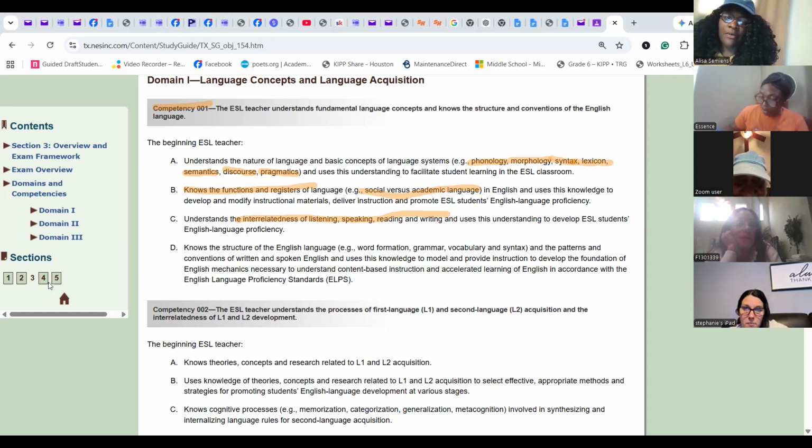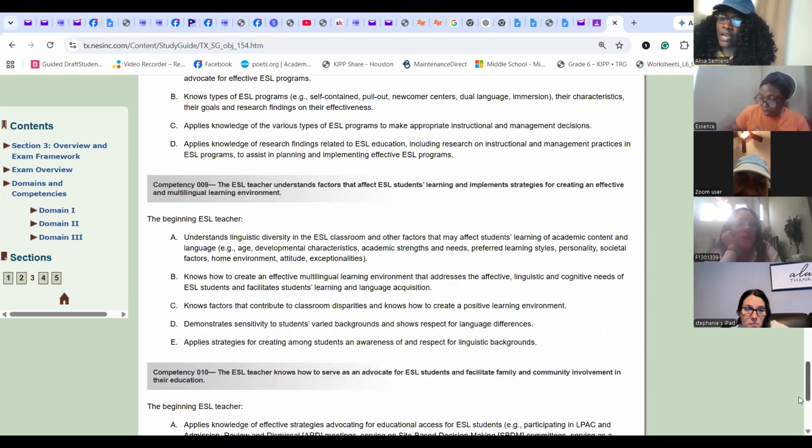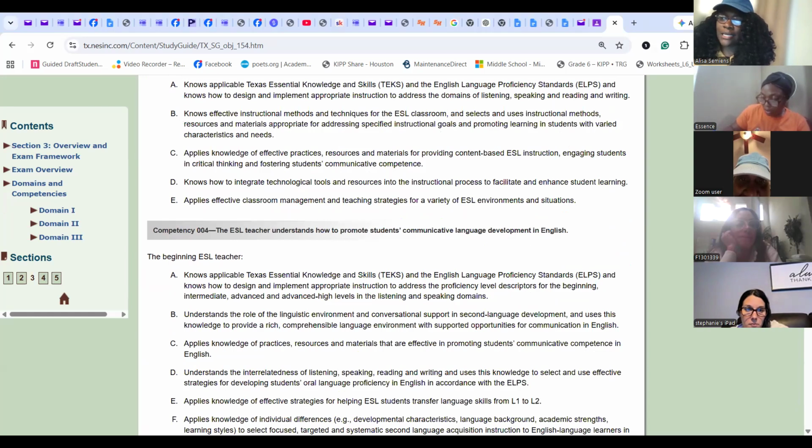So one of the things that I would make sure that I did was read the competencies, because it's going to give you the framework of the exam, the mindset of the exam. It's not about necessarily what you would do in your classroom. It's about what the exam is expecting you to choose, right? So in order to get in the mindset of the exam, you have to read the competencies.